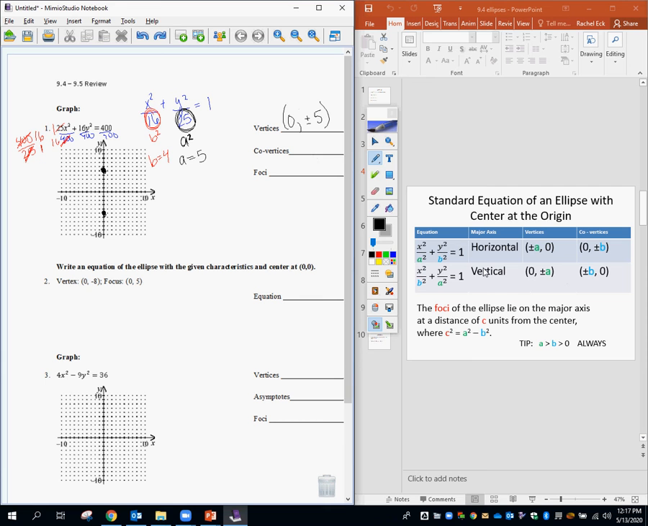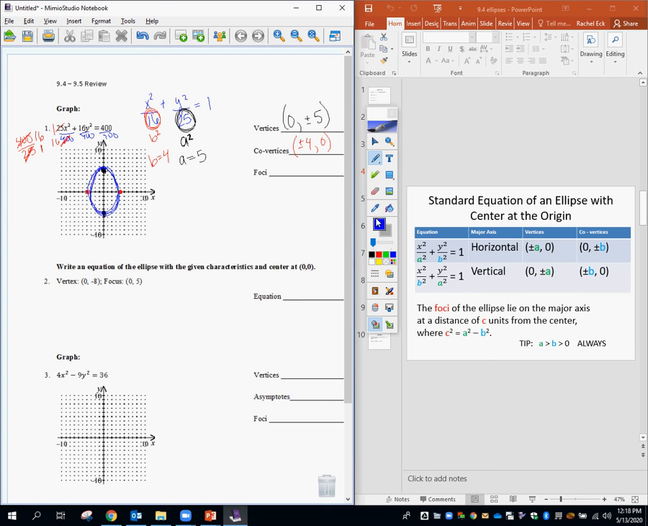Co-vertices for a vertical ellipse are at positive and negative B, comma, 0. So positive and negative 4, comma, 0 on the graph would be over 4 units but up none, and left 4 units but up none. So if I connected these dots, I would see that it's a vertical looking ellipse.